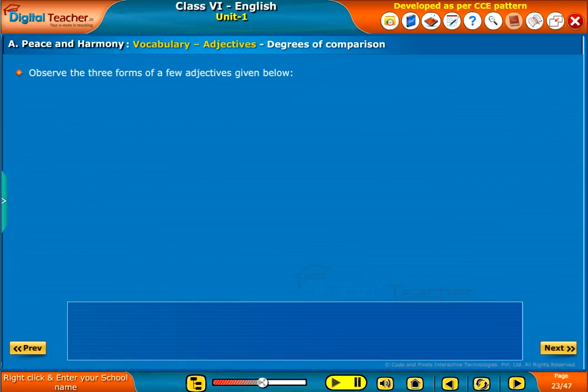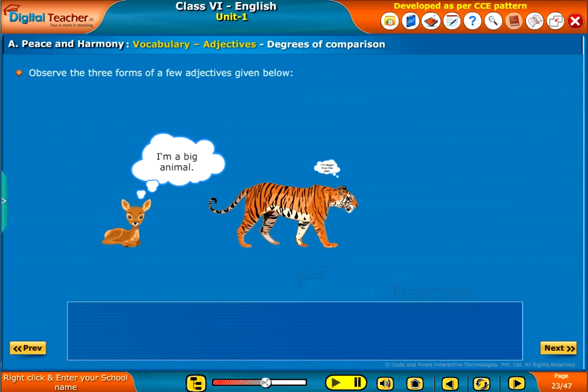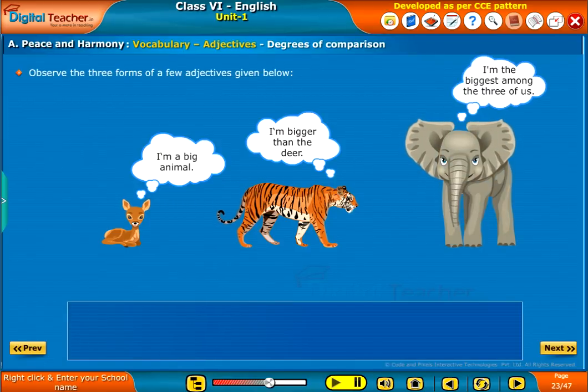Let us see one more example. I am a big animal. I am bigger than the deer. I am the biggest among the three of us.